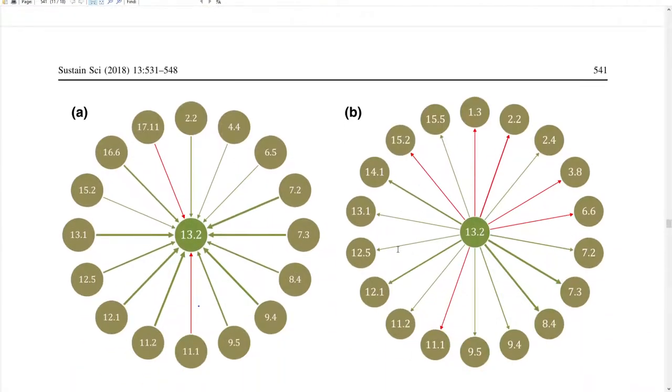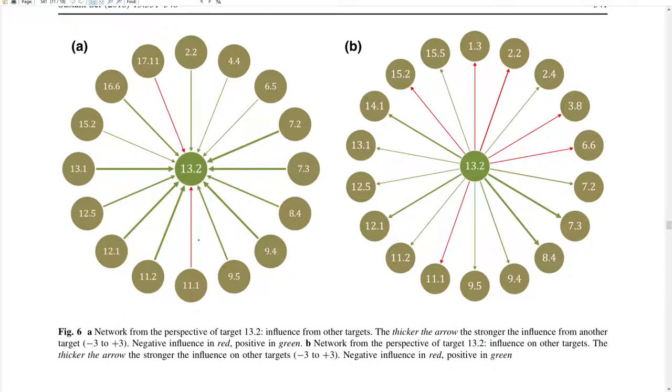What does that mean? So, if we take 13.2, again, the color code in here, the green arrows are positive influences. The thicker the link, the higher the influence. And the red one is a negative one, actually. So 13.2, this target, it's being influenced by a lot of other targets. What they're saying is that should we just focus on 13.1, 11.2, 12.1, and 9.4? Because that would necessarily help us make progress on 13.2.